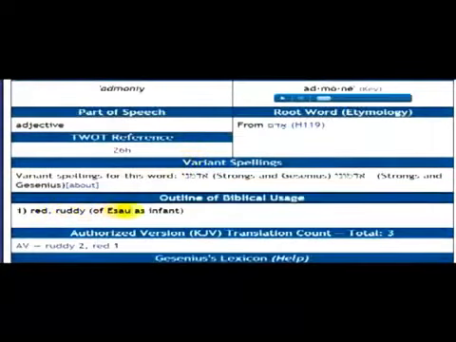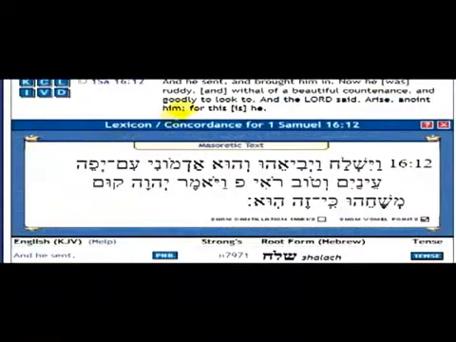Right? Red, ruddy, of Esau as infant. Going back. Now when you go to the actual Hebrew again, and you look for the word ruddy in here, once again, Adamawanya. And that's the same word that you saw in Genesis, the 25th chapter and the 25th verse. Now why is the same word there?